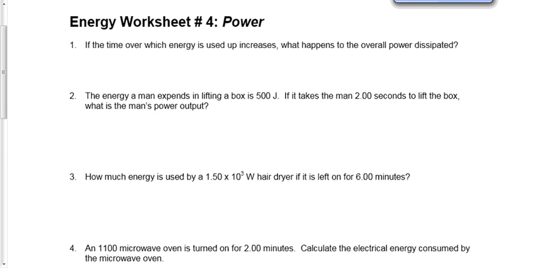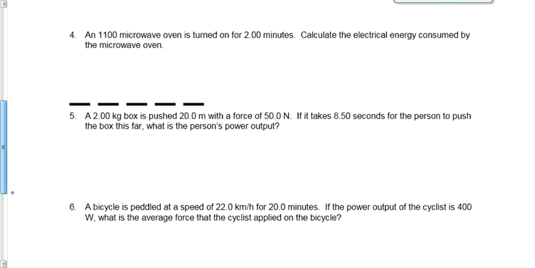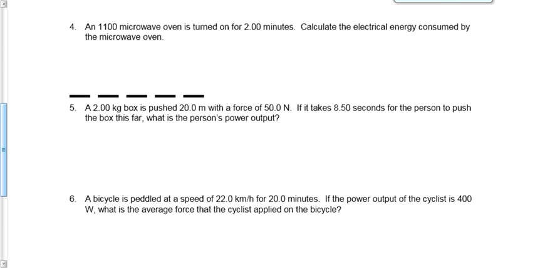Okay, let's spend a couple minutes going over the worksheet that I assigned a few minutes ago. We want to go over questions number 5, 6, and 7 from that power worksheet, starting with number 5. It says a 2-kilogram box is pushed 20 meters with a force of 50 newtons. It takes 8.5 seconds for the person to push the box this far. What's the person's power output?